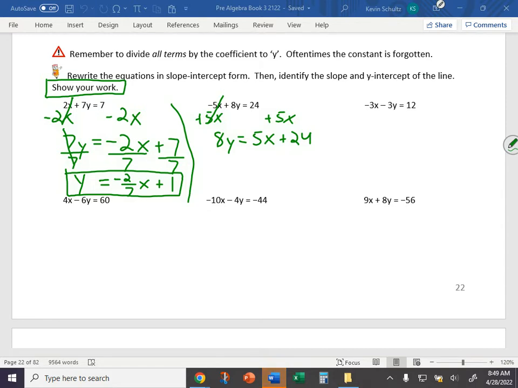Second step, Carter, divide everything by that coefficient to y. Divide everything by 8. 5 divided by 8 doesn't work out evenly, but do we care? No. It's supposed to be a fraction. If it does divide evenly, great. But if it doesn't, it doesn't matter. Leave it in fraction form, 5/8 x. 8 divided by 8 on the front is 1, so we're left with 1y, or y by itself. And 24 divided by 8 gives us positive 3.